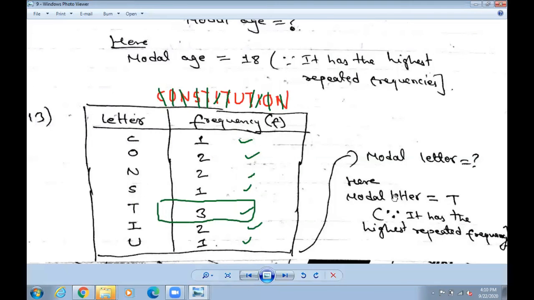Okay, why are we writing letter over here? Because your question was to find the modal letter. You can see the question also: modal letter equals question mark. So modal letter equals T, since it has the highest repeated frequency. Okay, so in this way you can complete everything. Let us complete all the questions, get ready and solve also.